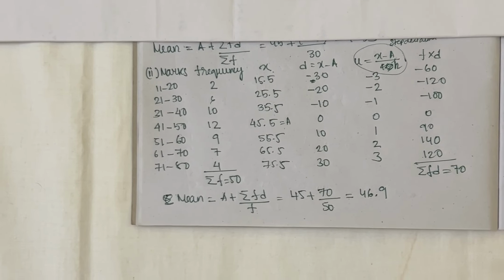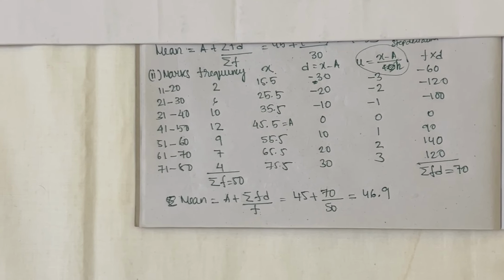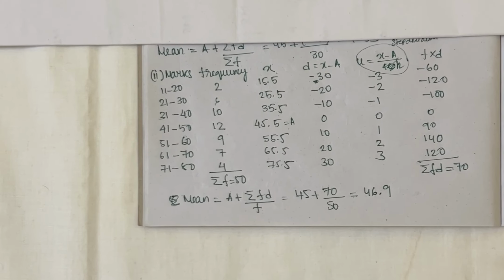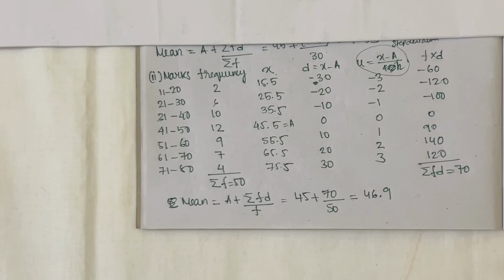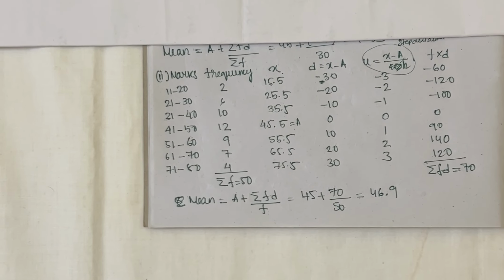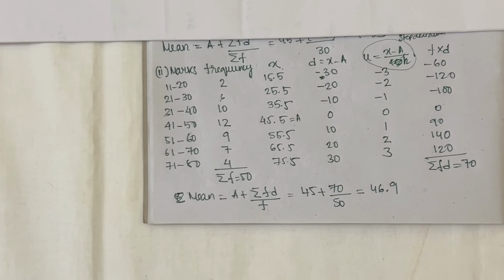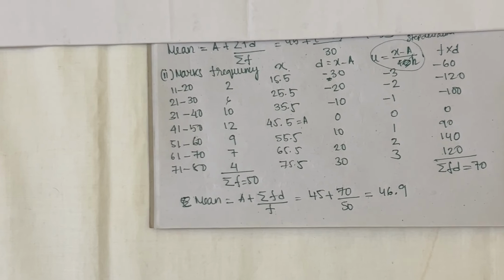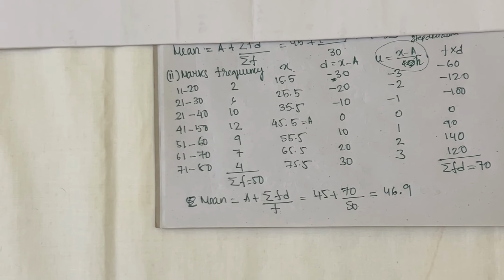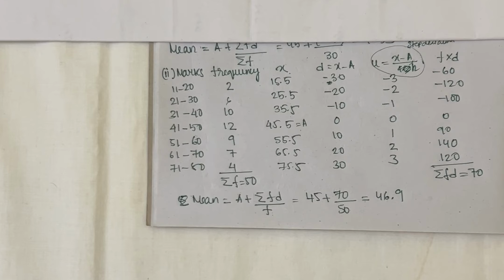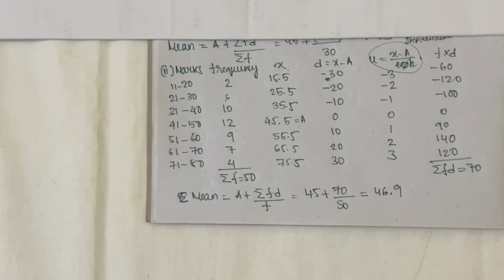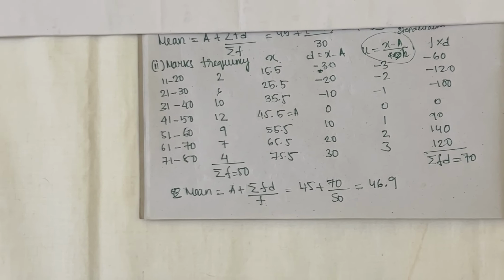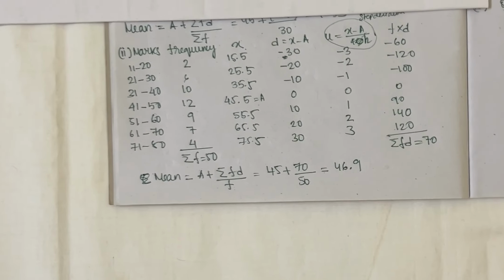h here is the difference. So what is the difference? That is 10. So now we are just going to do x minus A. We know the values, that is minus 30 divided by 10. Now we get minus 3, minus 2, minus 1, 0, 1, 2 and 3. Then f into d, that comes to the values minus 60, minus 120, minus 100, 0, 90, 140 and 120. We need the summation of frequency and f into d and put the values, A plus summation of fd by summation of f. So putting the values and simplifying, we get 46.9.